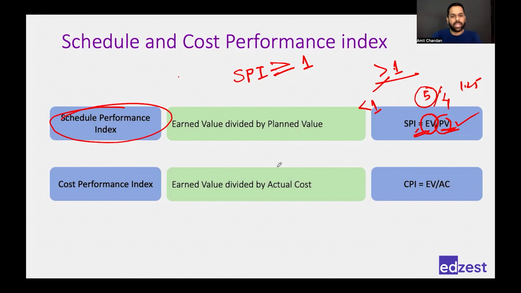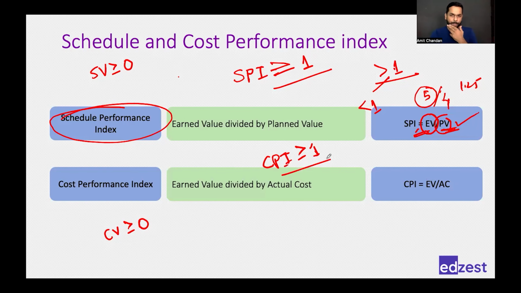Similarly, my CPI should also be greater than or equal to 1. Right? So your schedule variance should be greater than or equal to 0. Cost variance should be greater than or equal to 0. Schedule performance index should be greater than or equal to 1. Cost performance index should be greater than or equal to 1. Right? What kind of values will you see?